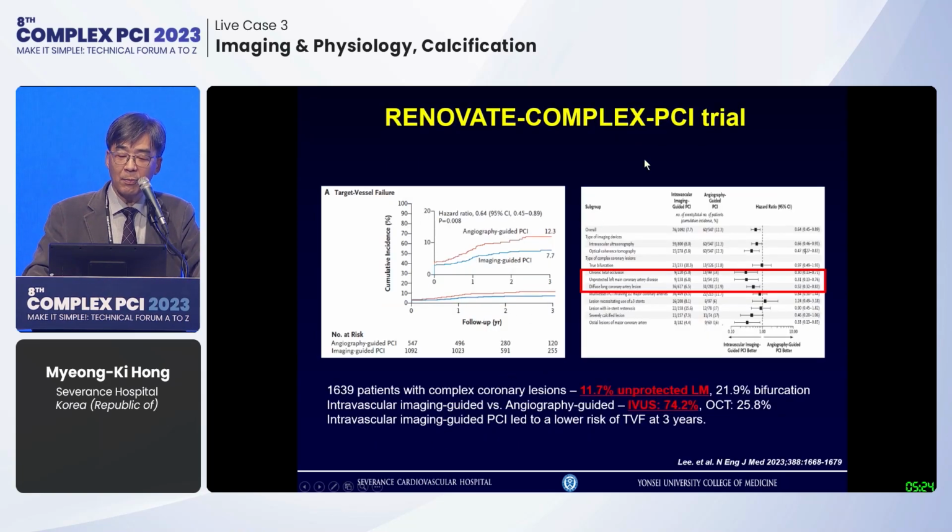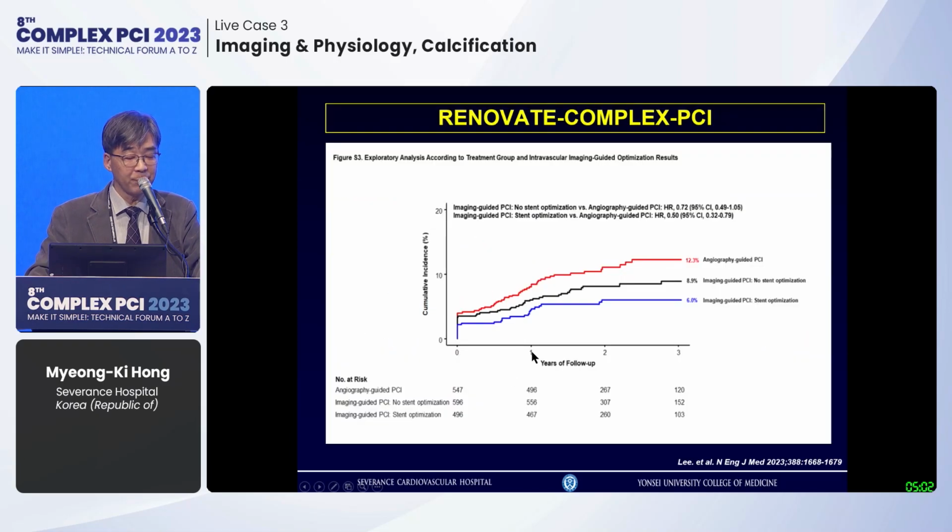This year, the RENOVATE-COMPLEX-PCI trial was reported and published in the New England Journal of Medicine. In the results of the study, imaging-guided PCI was quite favorable compared to angio-guided PCI, particularly in the left main, the CTO, and the long lesion. In the RENOVATE-COMPLEX-PCI group, compared to angio-guided PCI, imaging-guided PCI without stent optimization had a numerically lower incidence of clinical events. However, this value does not achieve statistical significance.